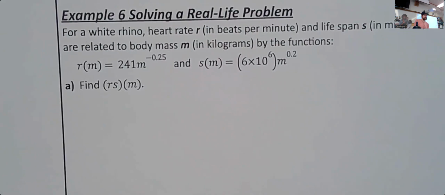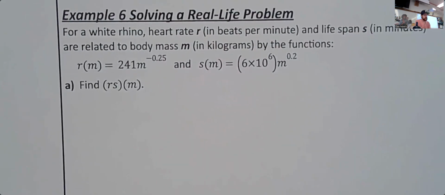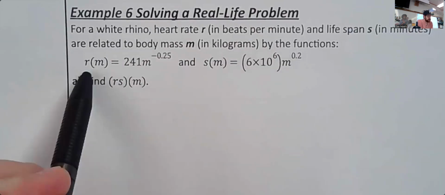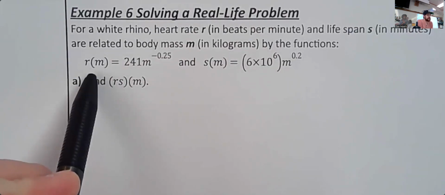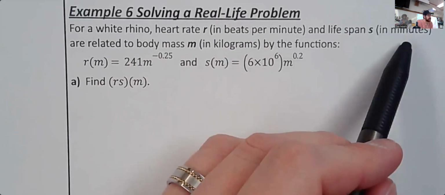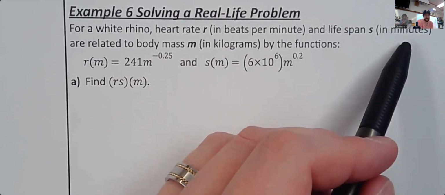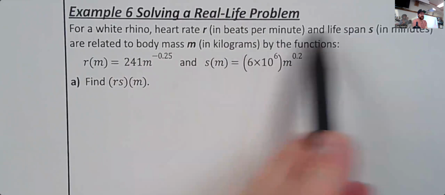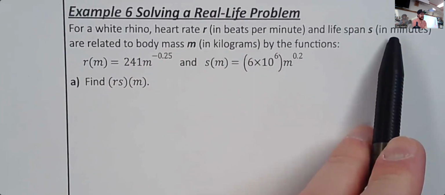So for a white rhinoceros, heart rate R in beats per minute. So R of M would be the rate of the heart in beats per minute. And the lifespan S in minutes as well. So think about how long something lives and think about that in minutes. It's a lot of minutes, right? This can make the problem easy. The fact that both things are in terms of minutes is going to make this problem a lot easier.